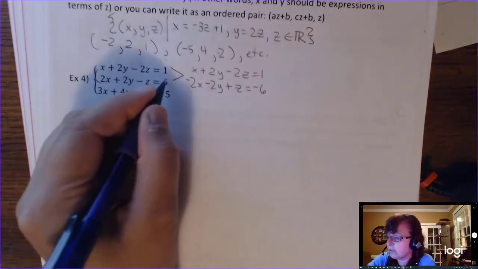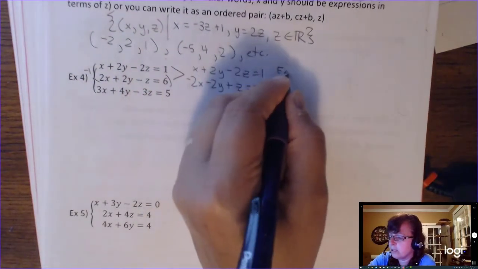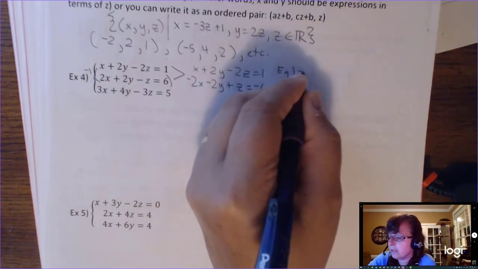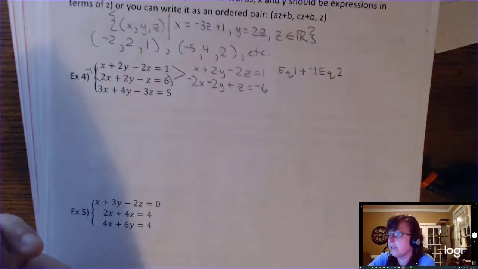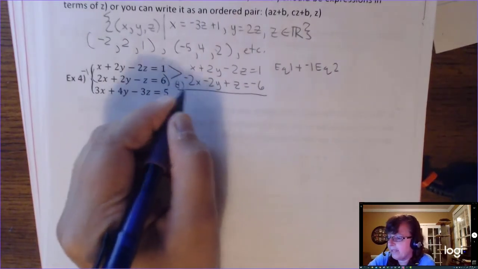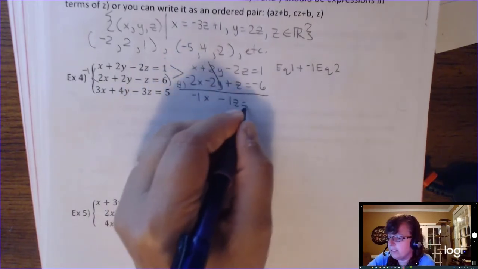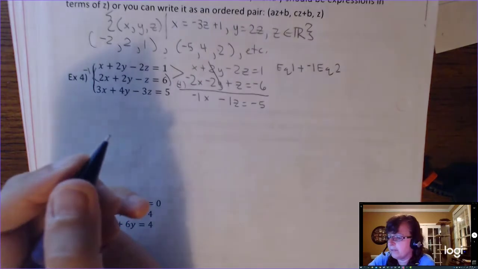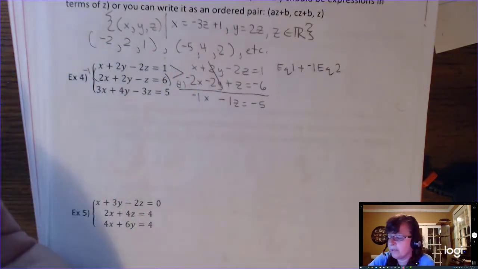Alright, what I did was I just multiplied equation 2 by negative 1. So this is equation 1 plus a negative 1 times equation 2. I'm just doing this for you. You don't need to write that down. Now I'm going to add and get negative 1x minus 1z equals negative 5. So I have created one equation with a y missing. That was what I wanted to do.